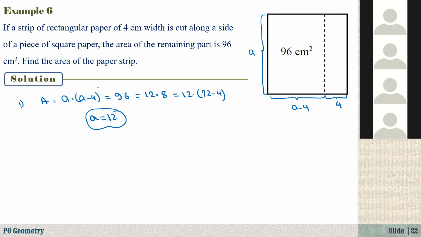If A equals 12, what is the question? Find the area of the paper strip. So width is 4 and height is equal to 12. So the area of the paper strip is equal to 4 times 12. That's equal to 48 cm squared.